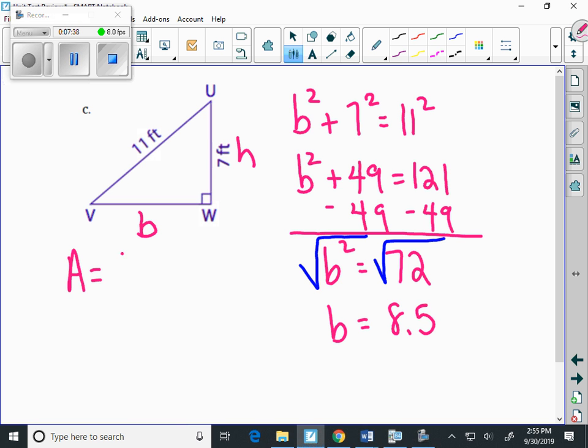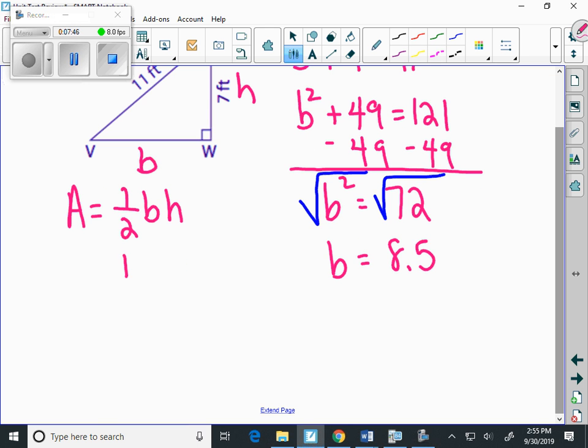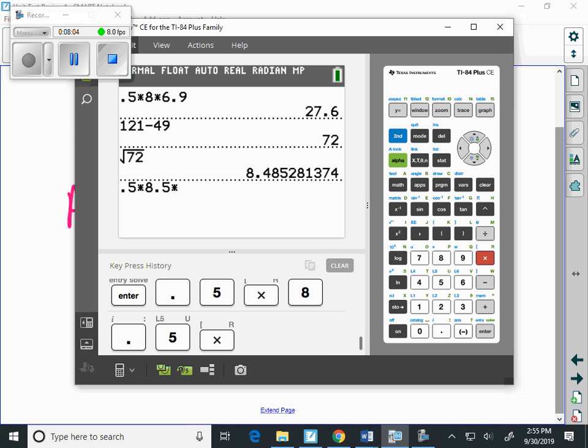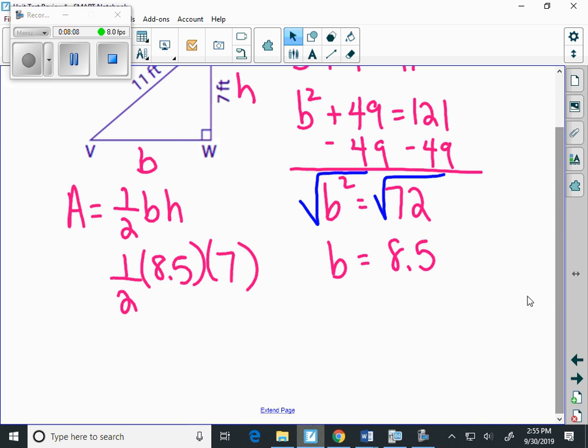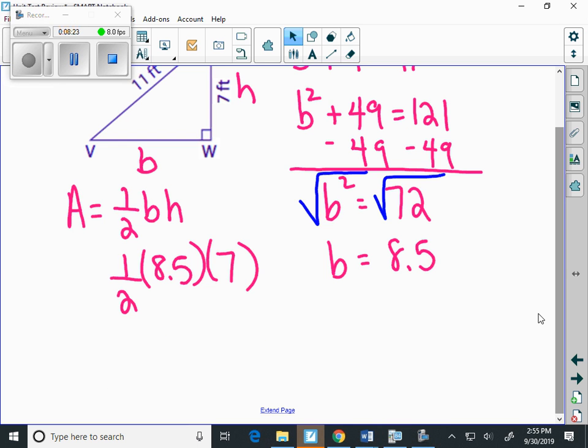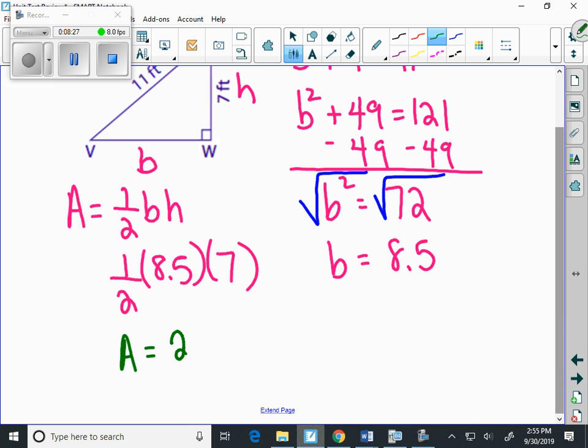But the area is going to be 1/2 times base times the height. And our base, we just figured out, is going to be the length of 8.5. And our height is 7. So we can multiply those together. 0.5 times 8.5 times 7 gives us 29.75, and it says round to the nearest tenth. So we're going to look at the 5 here to determine what to do to the 7, and that means that we're going to have to round 0.7 to be 0.8. So our area is 29.8, and this is feet squared.